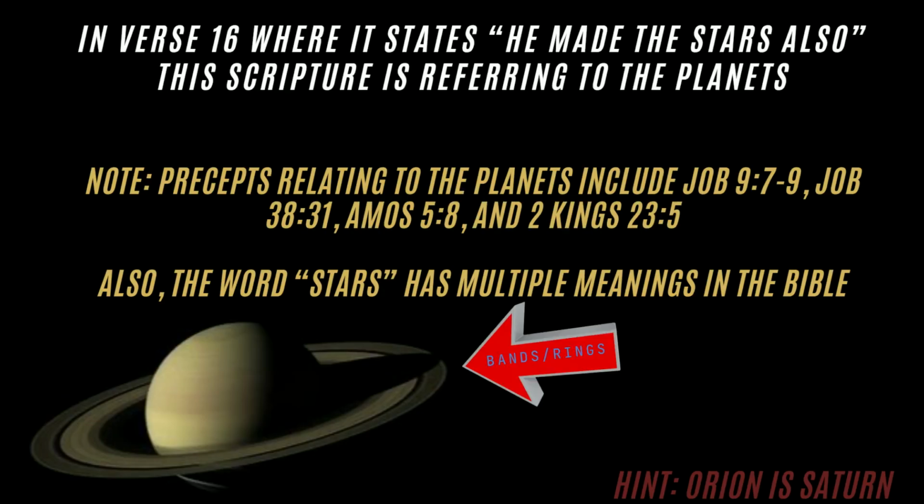Note, precepts relating to the planets include Job 9:7 through 9, Job 38:31, Amos 5:8, and 2 Kings 23:5. Also, the word stars has multiple meanings in the Bible. Hint, Orion is Saturn.